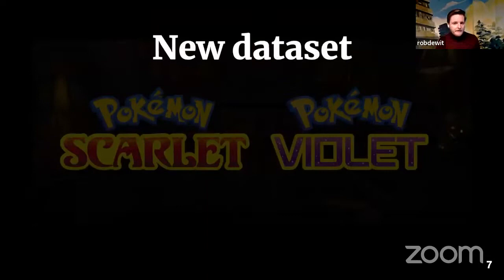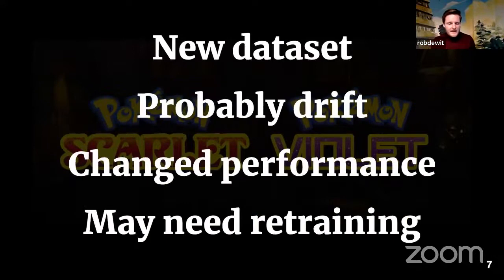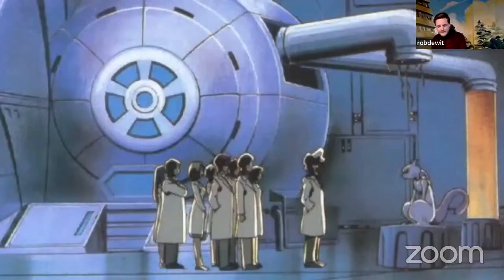And this is something you'll see time and time again in whatever machine learning context you may be working on. Something changed in the real world that results in a new data set. You may introduce some drift. The model has a changed performance and it may need retraining. So even though we had a working prototype in our notebook, something happened and now we need to change the prototype.